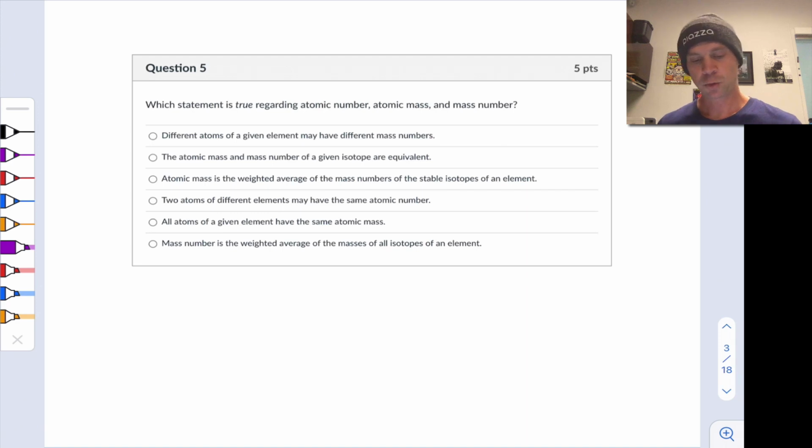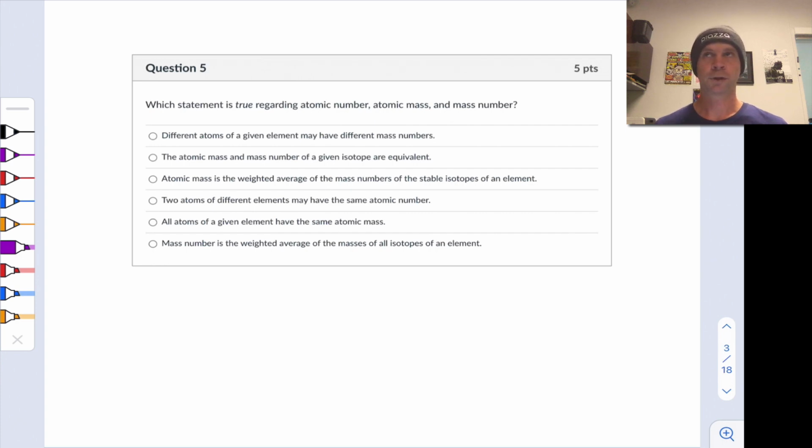In this question, we're asked which statement is true regarding atomic number, atomic mass, and mass number, and only one of these statements is true. So let's step through them one by one and decide whether each is true or false. First statement here, different atoms of a given element may have different mass numbers.